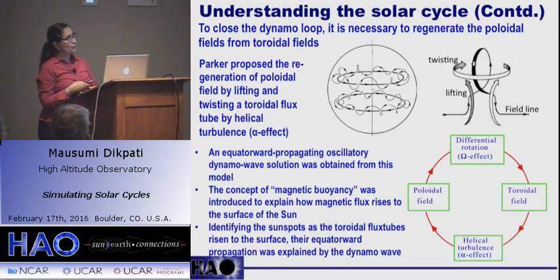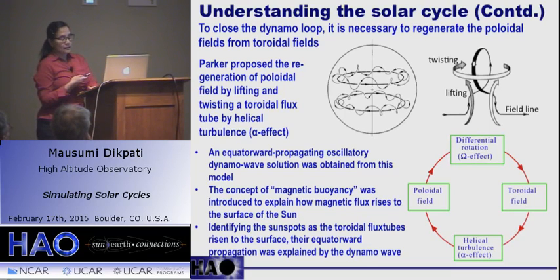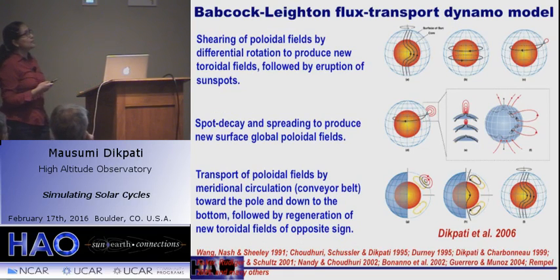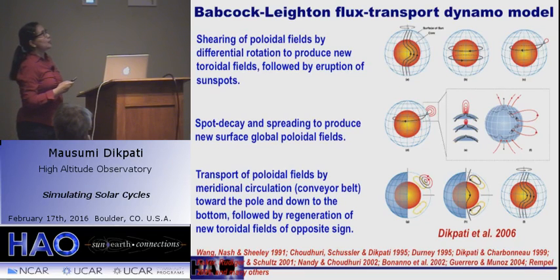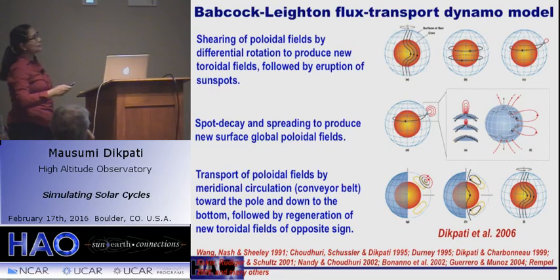The solar dynamo models have evolved over the past 60 years since the first model by Parker in the 1950s. I am not going into details of those evolutions, but I am bringing in a widely accepted present day model, that is the Babcock-Leighton flux transport dynamo model. I explained the mechanism involved in the Babcock-Leighton dynamo in this diagram.